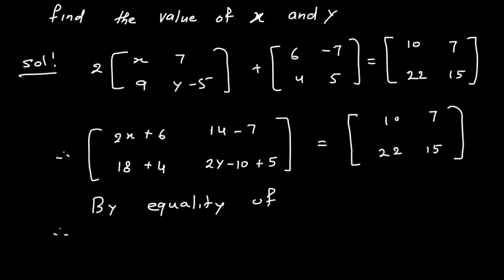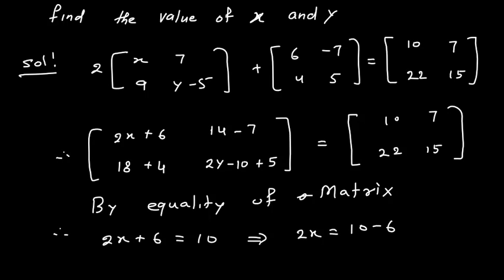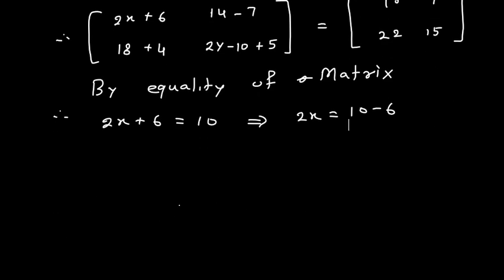You have learned this in the last exercise, right? Remember it? By equality of matrix, we can say that 2x plus 6 is equal to 10. If I simplify, I get 2x equal to 10 minus 6. So this gives me the value of x is equal to 10 minus 6, which is 4, and then we divide by 2. So 4 divided by 2 is 2. So x is equal to 2.